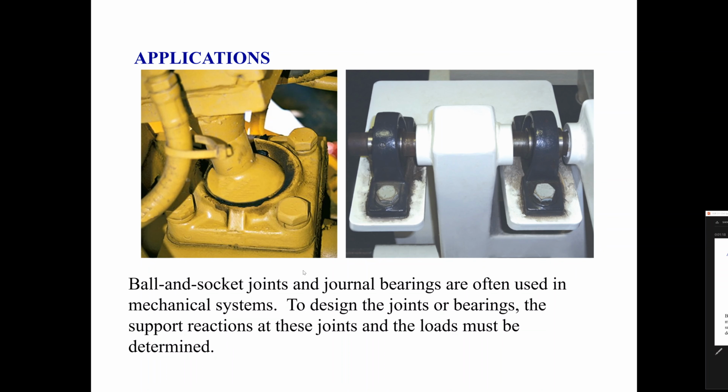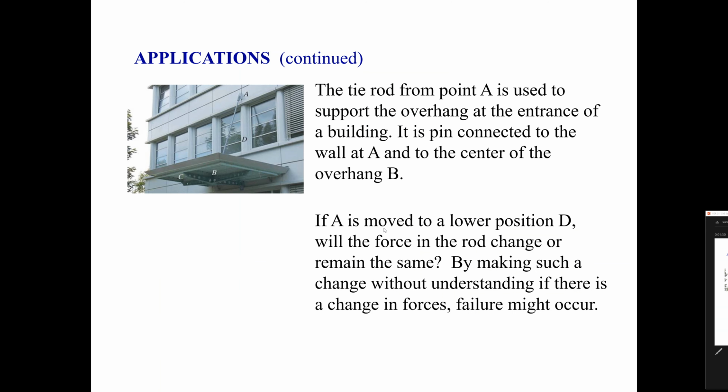So in order to design these, of course, we need to find the reactions, right? So we need to know something about those reactions. Here's another example. Same idea. You need to understand the reactions that are provided here, because if, let's say you're to move from point A to point D and you connect this up, you'd have to figure out what the tension in this bar would be, right? So how does it change when you move from point B to point D?